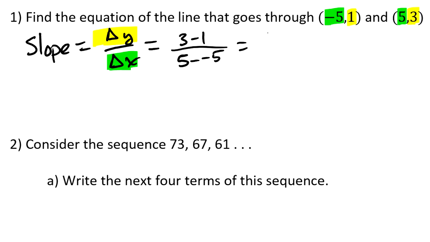When I do that, my numerator ends up being the number 2, right? 3 minus 1 is 2. And 5 minus negative 5 is positive 10. So we get a slope that is equal to 1/5.